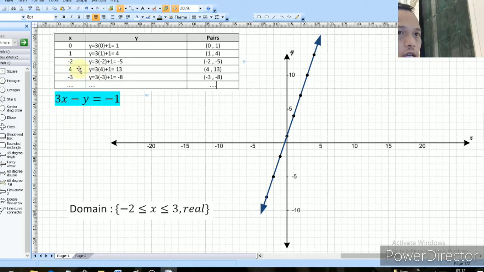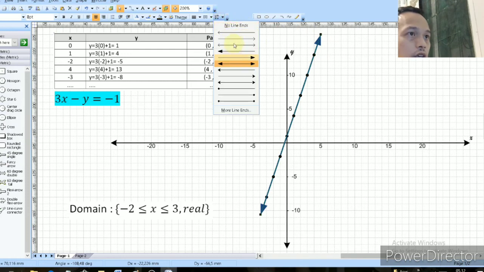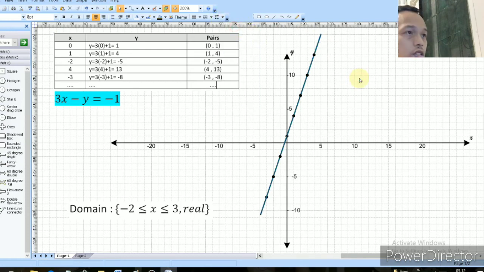So 4 cannot be included, and the solution itself will be limited since I only involve the value of x between -2 and 3. So in the end, your graph will be different, since first there is no line ends, right? Since there is a limit to your graph, and the last x is 3, I will just make this, and the left border is -2.